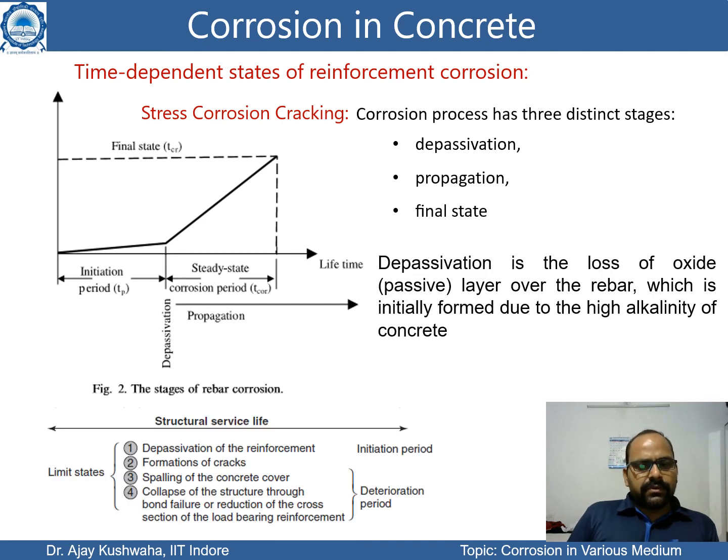How it is happening, maybe you can understand by looking at this structural service life and limit states. First point is depassivation of the reinforcement. First, basically, we have the time when its surface layer is destroyed. Second, formation of cracks, and cracks are formed, that is our initial period. Then our degradation period: spalling of the concrete cover, which is just removal of the concrete cover, then collapse of the structure through bond failure or reduction of the cross section of the local bearing reinforcement. So this is the last or final stage.